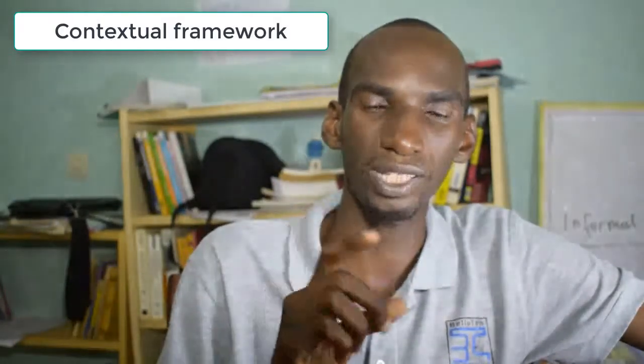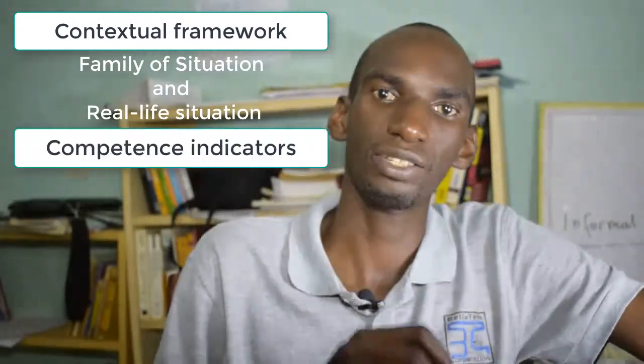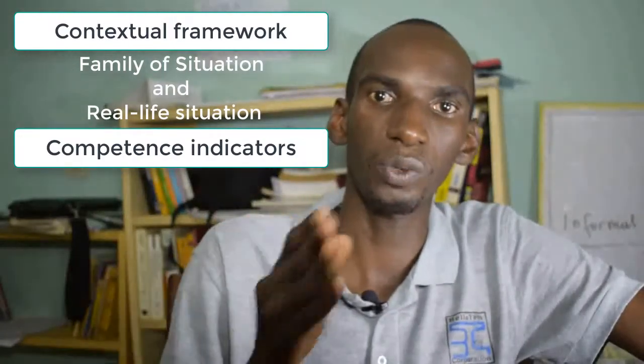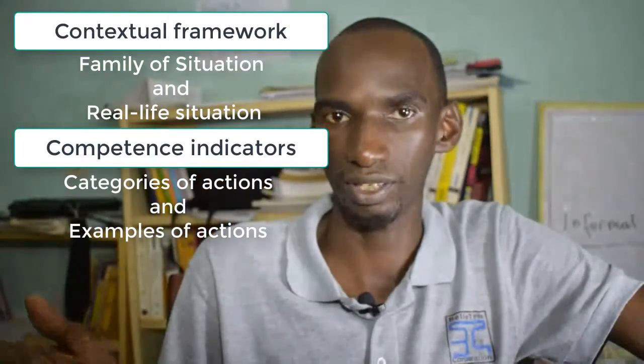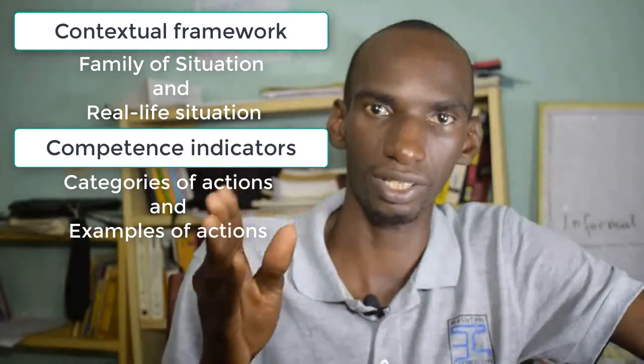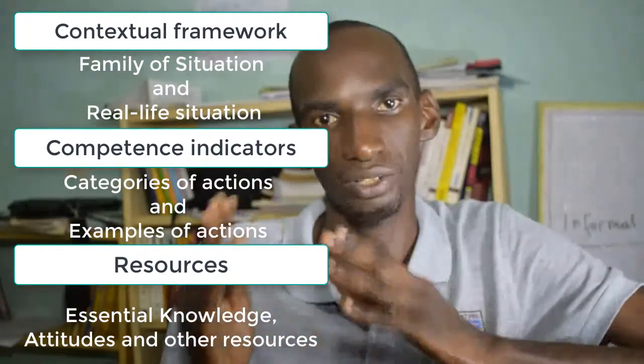The table is covered by three main points divided into subsections. The first part is the contextual framework, which is divided into family of situation and real life situation. The second is competence indicator, where we have categories of actions and examples of actions. And the third and last one is resources, where we have essential knowledge, attitudes, and other resources.